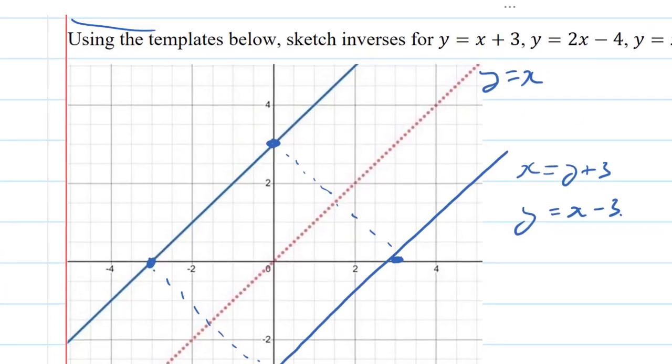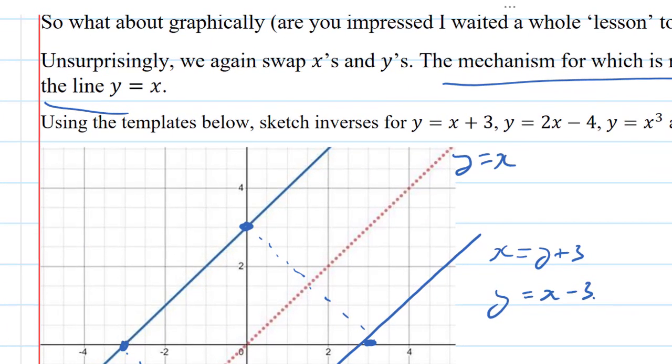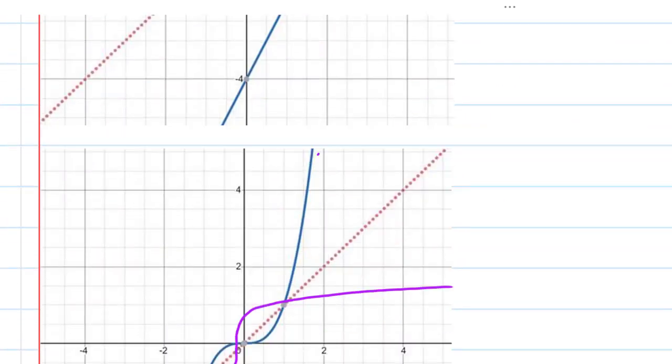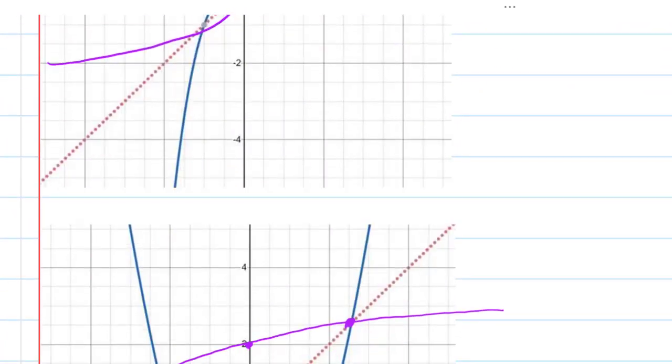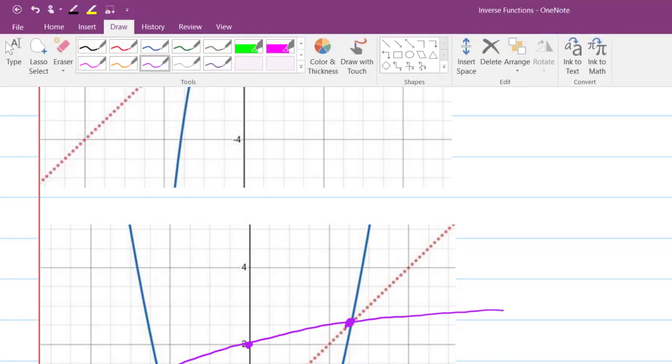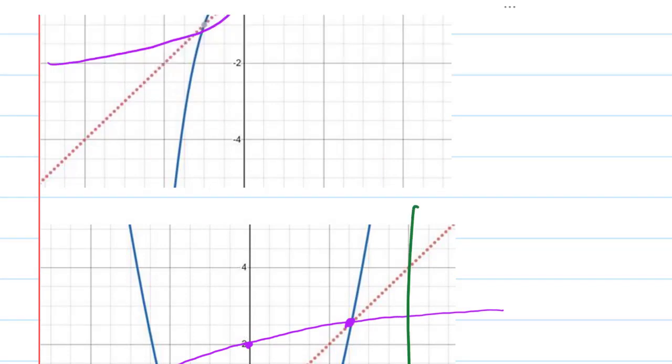So for the first one, that's a function, isn't it? Why do you need it to be a function? Pass the vertical line test, right? Second one, is that a function? Yeah, the inverse. Third one? Yeah. Fourth one? No. Right, we fail.